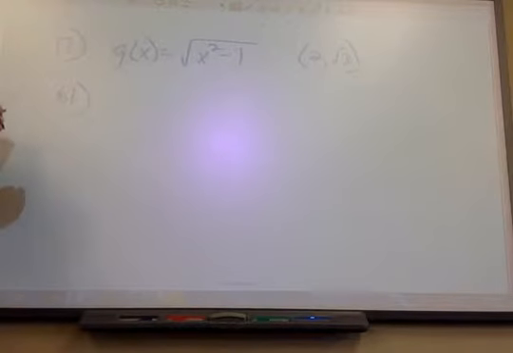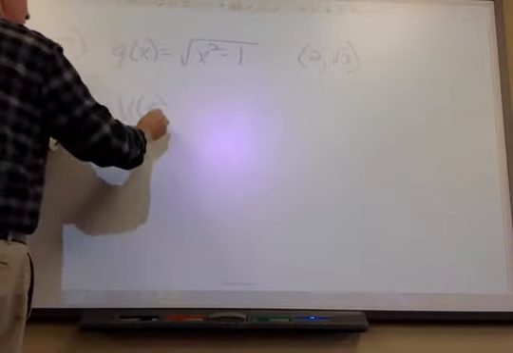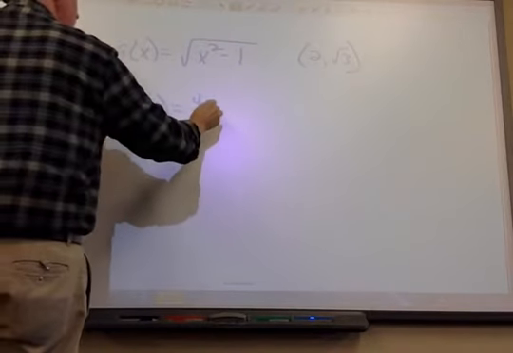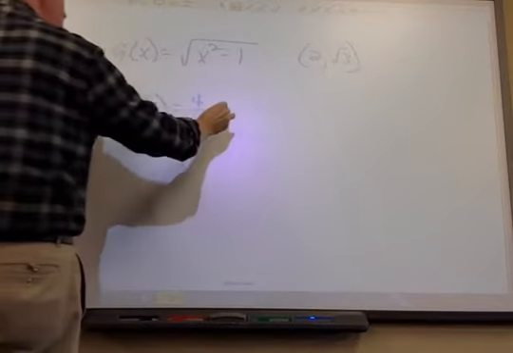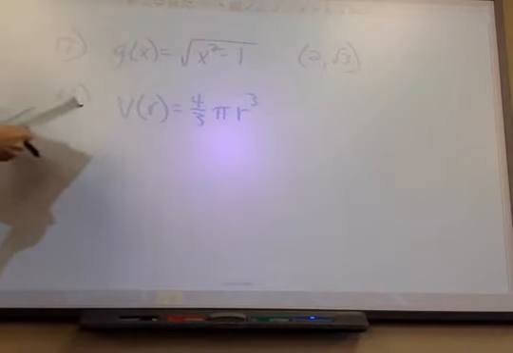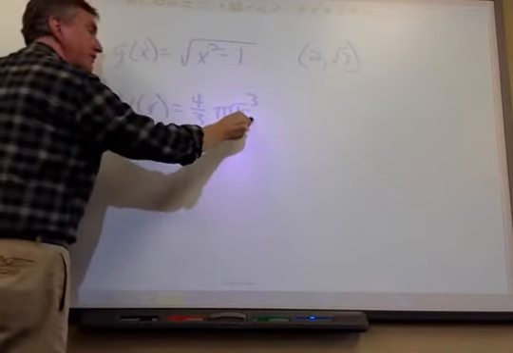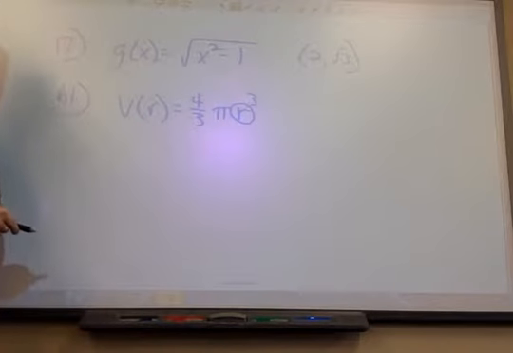Sixty-one says the volume of a spherical cancerous tumor is given by V of R equals 4/3 pi R cubed. R is the radius of the tumor in centimeters. By what factor is the volume of the tumor increased if the radius is doubled? All they want you to do here is replace R with 2R and see how that affects the whole value.